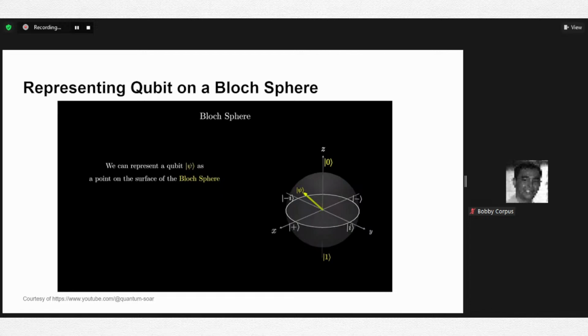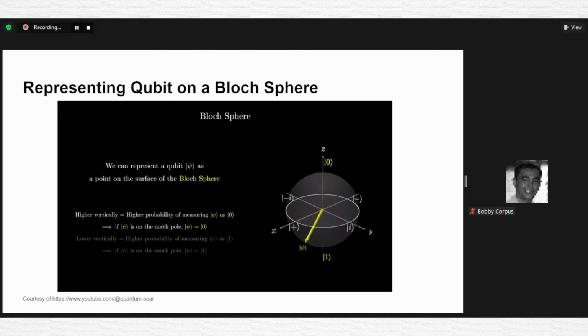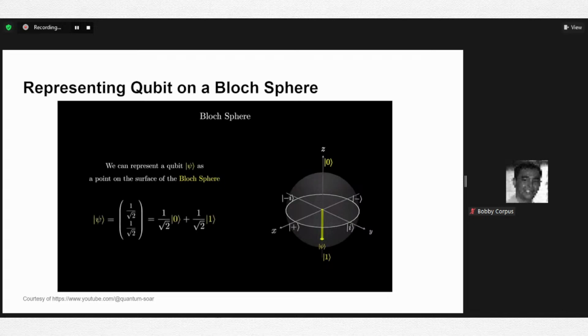The closer up the qubit is to the 0 state, the higher the probability of measuring a 0, and the same goes for the 1 state. That means that if we have the state 1 on root 2, 1 on root 2, it will lie halfway between the north and south poles, since it has an even chance of being measured as 0 or 1. You may notice that since it is a sphere, the qubit can spin around the sphere. This is called phase. We will talk about this in later lessons.